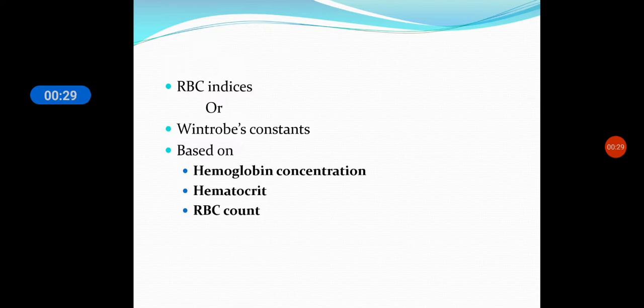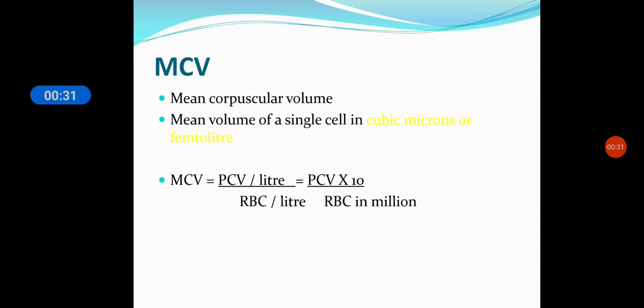Okay, so now let's see what are the RBC indices. First is mean corpuscular volume, that is MCV. Okay, so what is MCV? MCV is nothing but the mean volume of a single cell, a particular RBC, a single RBC. And it is usually represented as cubic microns or femtoliter.